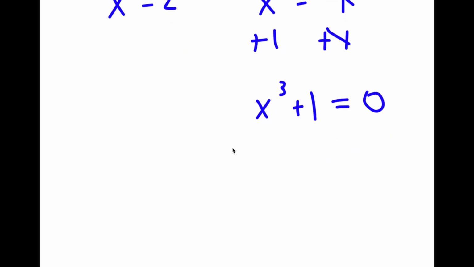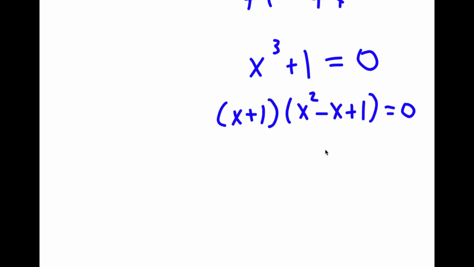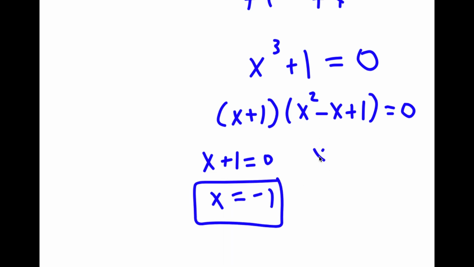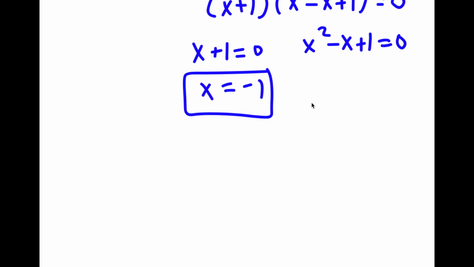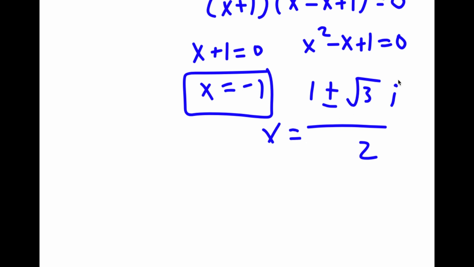Now this is the same thing as x plus 1 times x squared minus x plus 1 is equal to 0. And this gives me two equations. I have x plus 1 is equal to 0, meaning x is equal to negative 1, so this is one solution of x. And I have x squared minus x plus 1 is equal to 0. If you plug this into the quadratic formula, I'm not going to waste your guys' time and do that. You should get 1 plus or minus the square root of 3i over 2. So these are two more solutions of x.